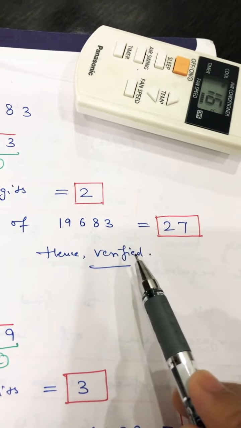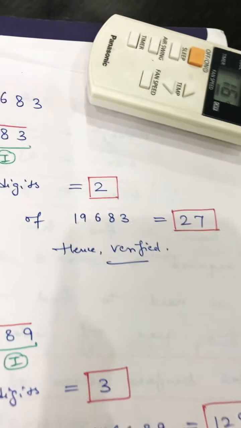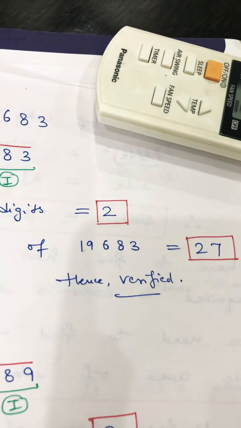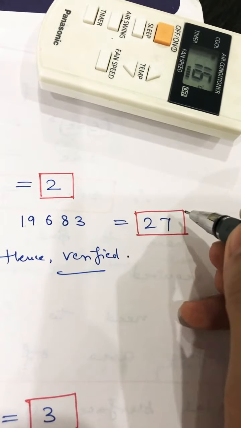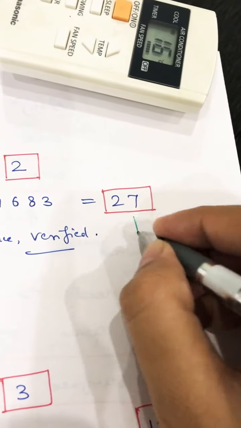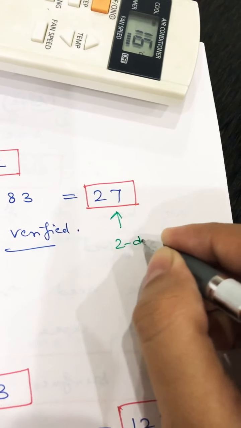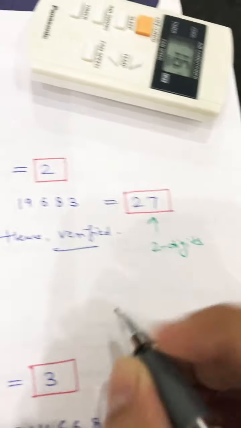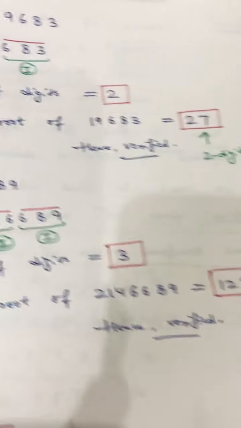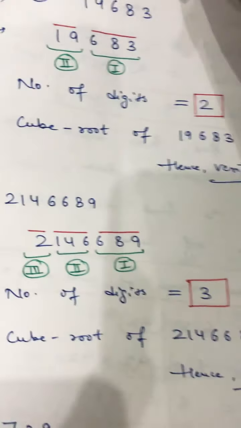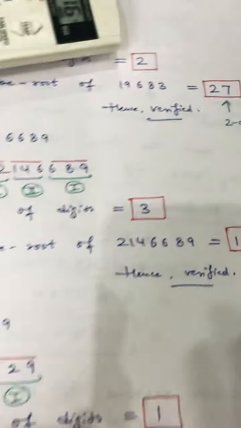Hence verified. If you learn cubes up to 30, then you can directly write the answer and check how many digits there are. 1, 2. 2 digits are there, so it is matched, so hence verified. Or you can find the cube root with the prime factorization, if you haven't learned till 30.